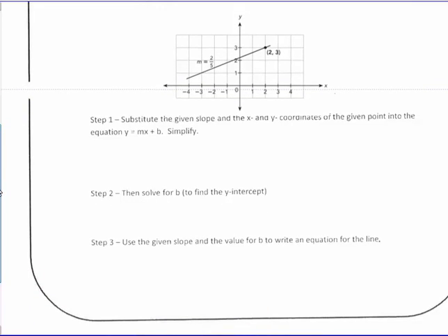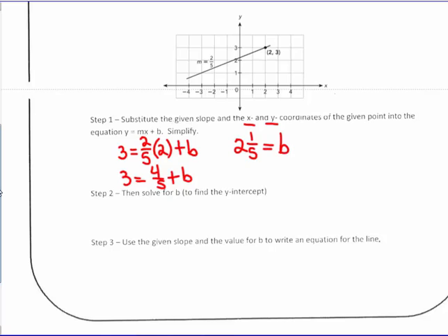Substitute the given slope and the x and the y coordinates of the given point into the equation y equals mx plus b. So here, my y in the point (2, 3) is 3. My slope was given to us as 2/5. So 3 equals 2/5 times my x value, which is 2, plus b. Now I'm solving for just the one variable b. So I get 3 is equal to 4/5 plus b. Subtracting 4/5 from both sides, I get 2 1/5 must be the b, the y-intercept.